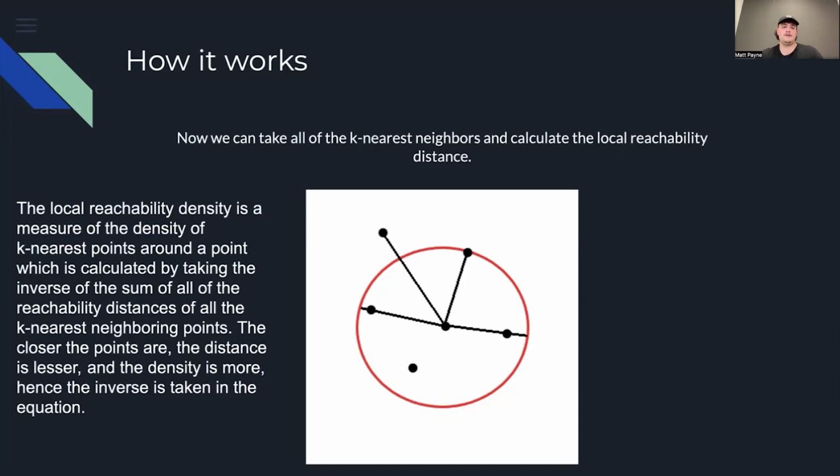The closer the points are, the distance is lesser, the density is more, hence the inverse is taken in the equation. Very long way to say that, of course, if we have more points and they're closer together to this single point, our distance, our K nearest distance, is going to be smaller. And we, of course, have more neighbors from that point as well.